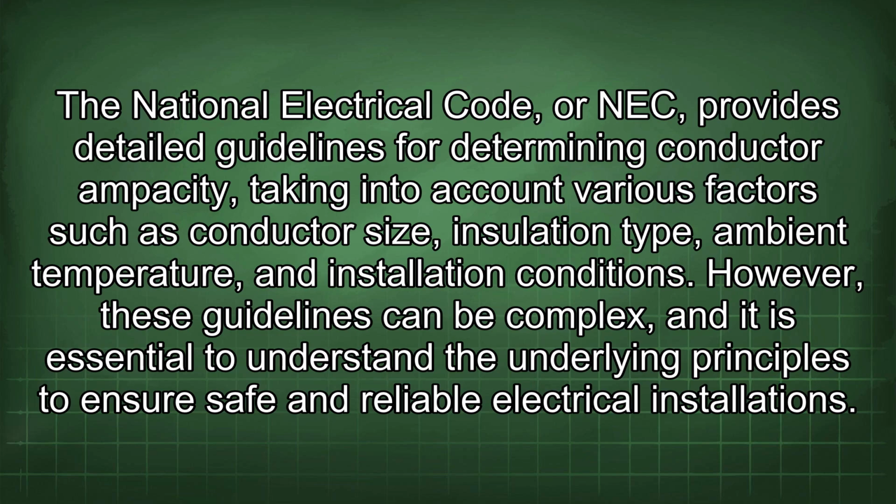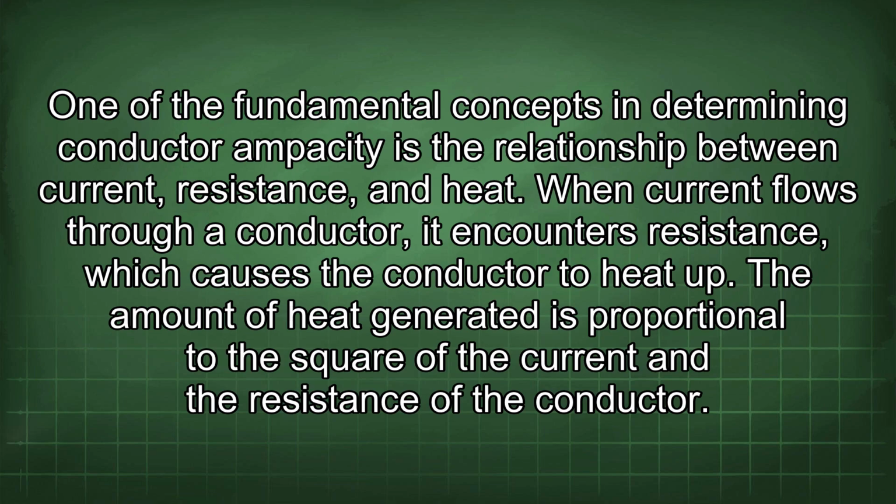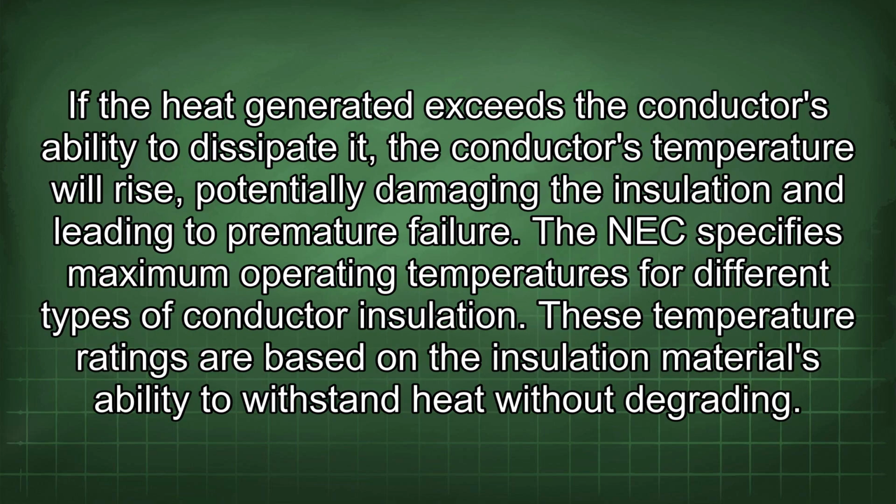One of the fundamental concepts in determining conductor ampacity is the relationship between current, resistance, and heat. When current flows through a conductor, it encounters resistance, which causes the conductor to heat up. The amount of heat generated is proportional to the square of the current and the resistance of the conductor. If the heat generated exceeds the conductor's ability to dissipate it, the conductor's temperature will rise, potentially damaging the insulation and leading to premature failure.